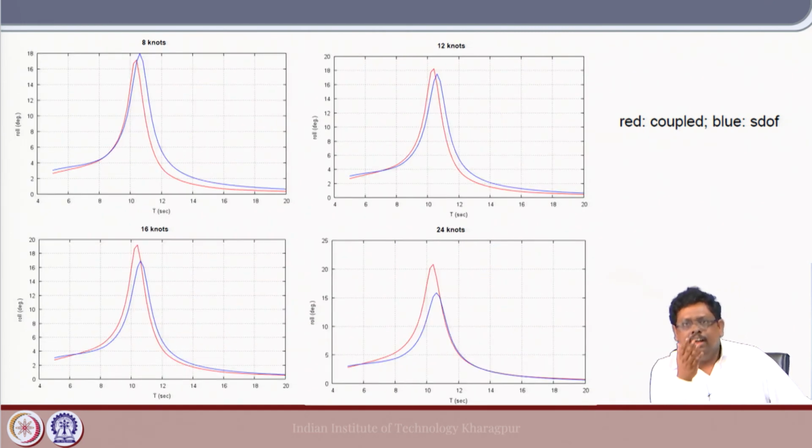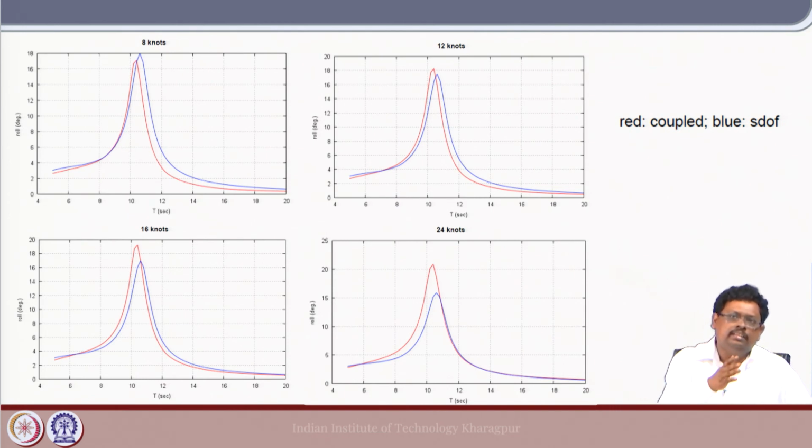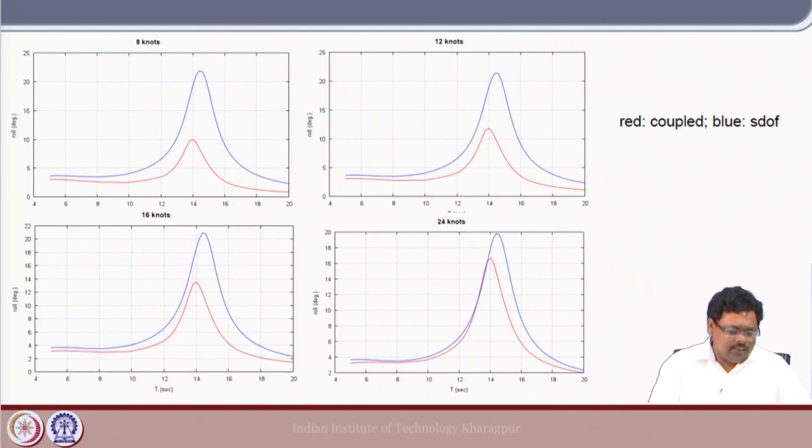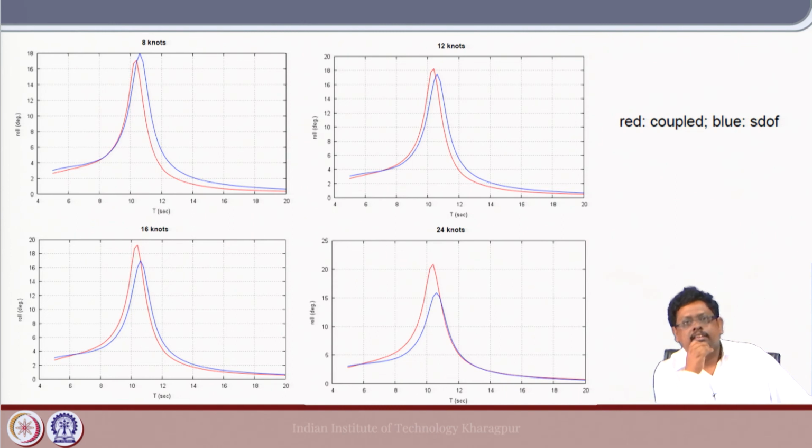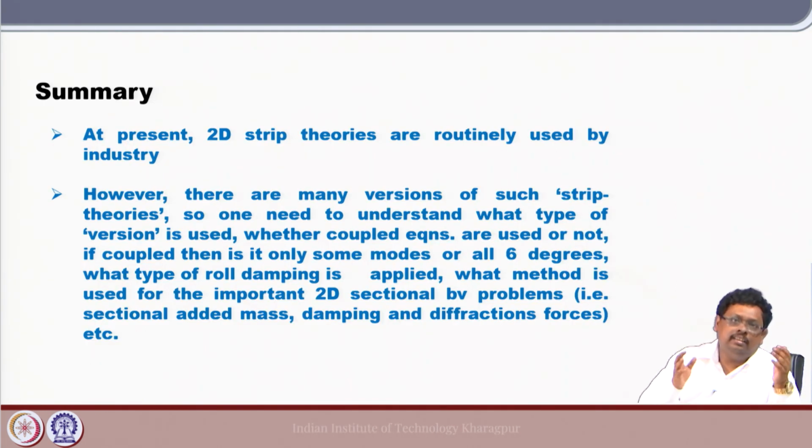Okay. And again this is another picture, I mean this coupled and uncoupled. Okay. So, with that, and of course, this is for the different speed, right. As a summary, at present the two dimensional strip theory is routinely used by the industry.